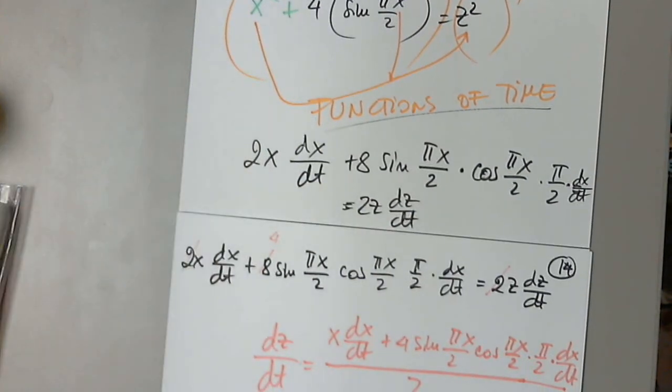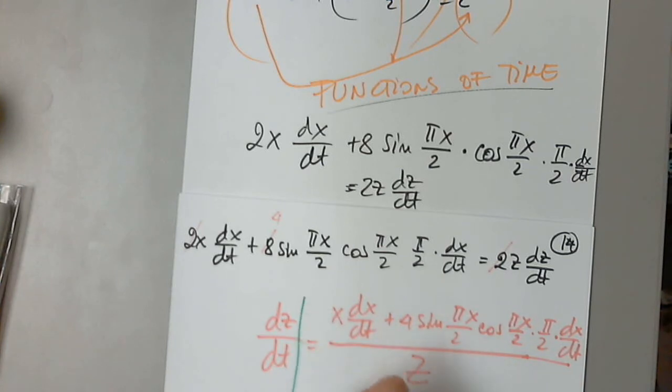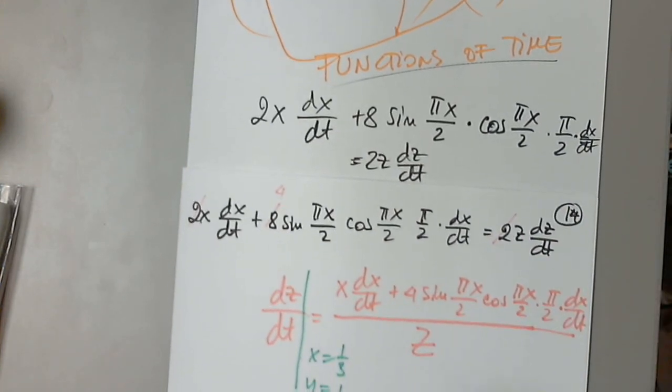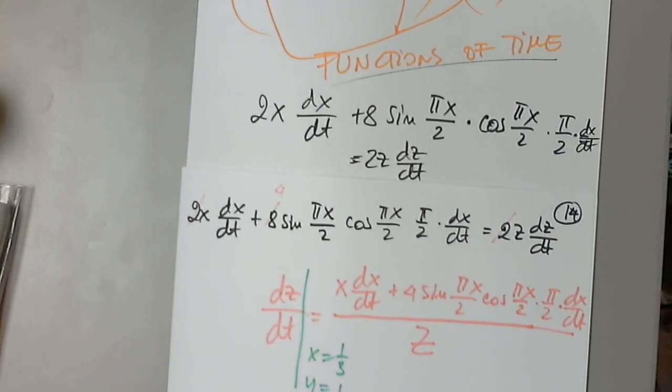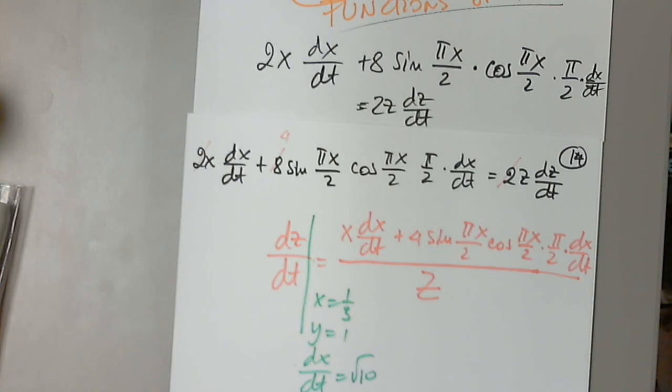Let's see if we can finish in one minute, or we can leave it and we just plug in the numbers later. So I'm just going to put x equals 1/3, y equals 1 because those are the ones given to us, and dx over dt is the square root of 10. So if you'd like to come up with that number for me, that would be great, so I don't hold you.